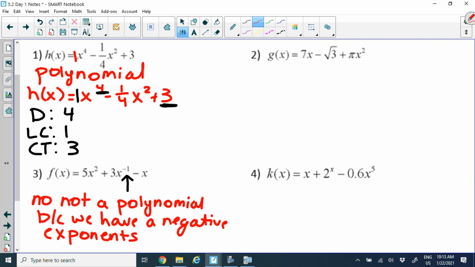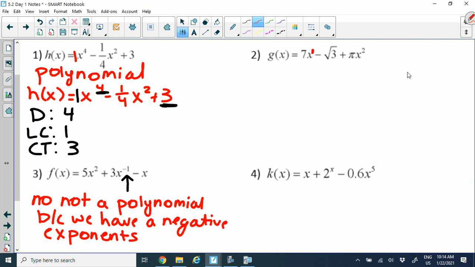Okay, let's see what you got. So let's look at g of x. So we have 7x minus square root of 3 plus pi x squared. Okay, first thing is we need to decide, are the exponents whole numbers? So on the 7x, know that though we don't see a number on the exponent, that is an assumed 1, okay? Anytime you don't see a number on the exponent, that's an assumed 1. So our exponents are 1 and 2, those are whole numbers.